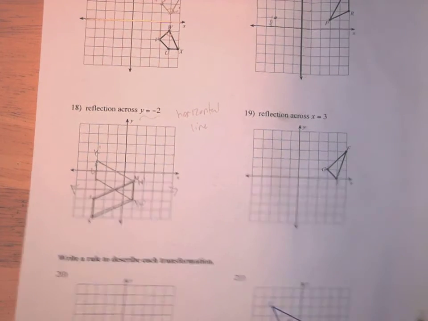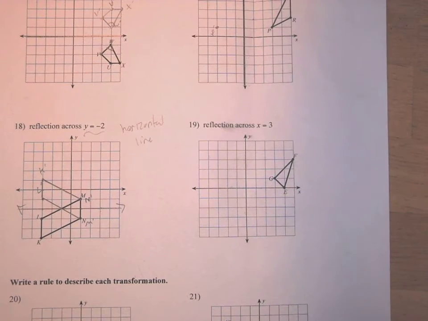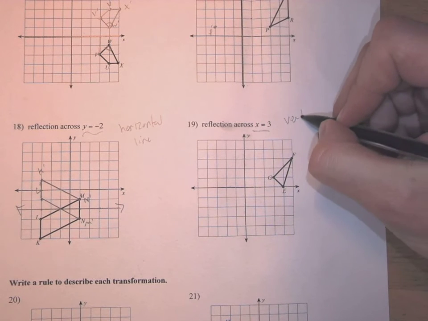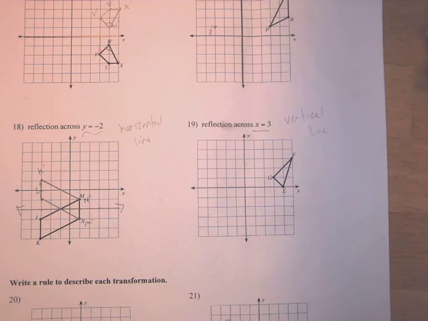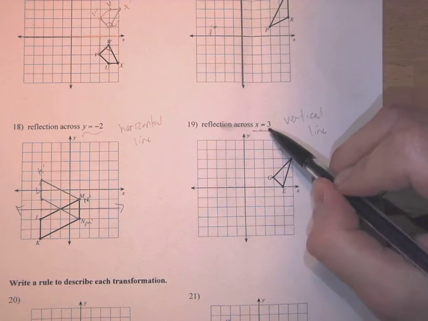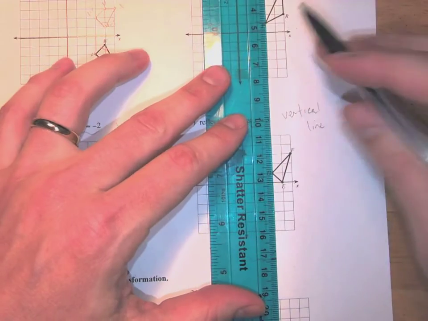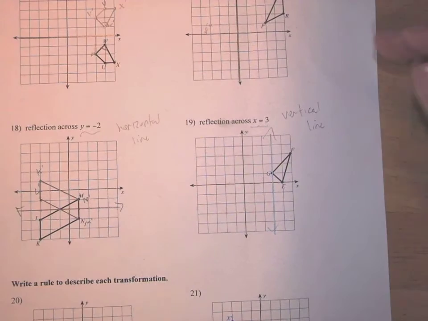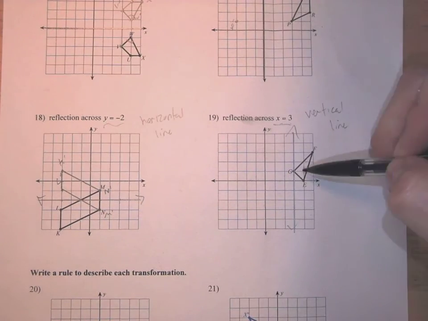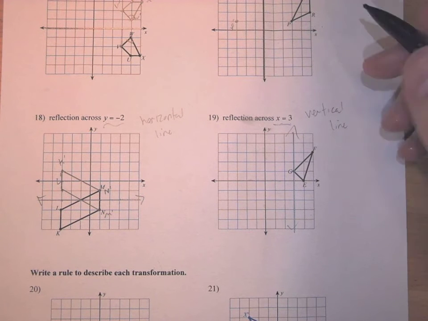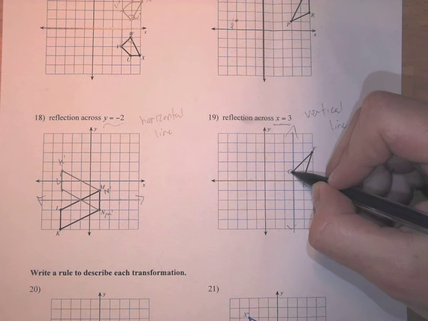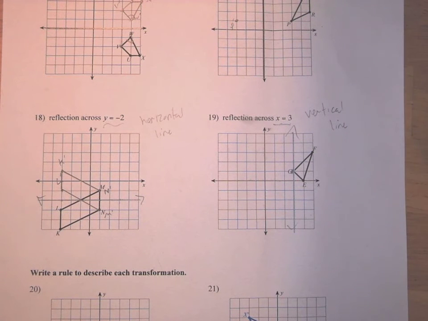Same kind of idea. Okay, now number 19, we're reflecting over x equals 3. So we have to remember that this is a vertical line, right? It crosses the x-axis at 3. So that's x equals 3 right there. I'm going to let you finish this reflection. But one thing I will say is that since G is on the mirror, G prime is in the same spot. So G and G prime are in the same spot. We talked about that a minute ago.